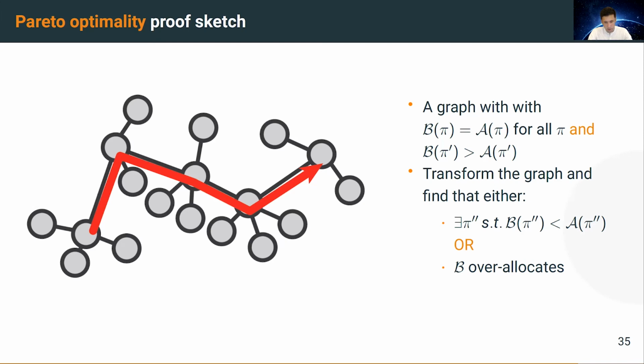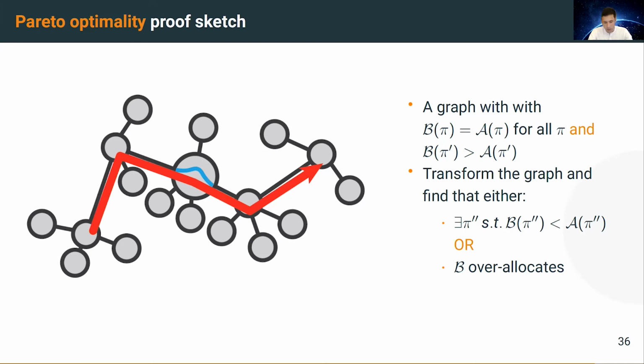Now, from this construction, we can show that for this particular path in this new graph, either there is another path for which the algorithm B has a lower allocation than A, or B is an algorithm that over-allocates and therefore violates our assumptions. And very interestingly, we do this by showing that there is a pair allocation represented in this graphic for which the algorithm A achieves full utilization.